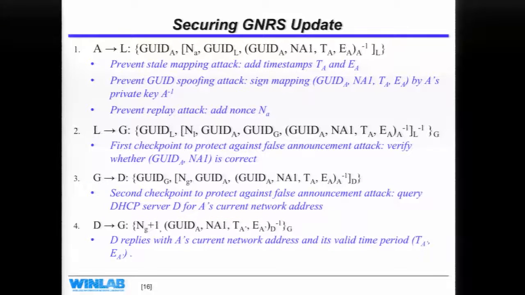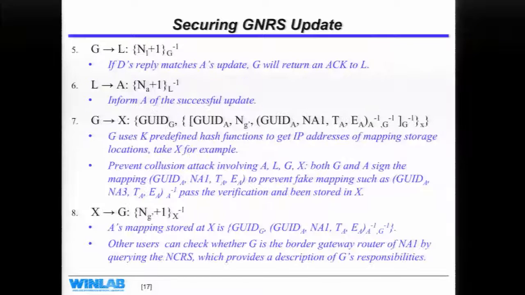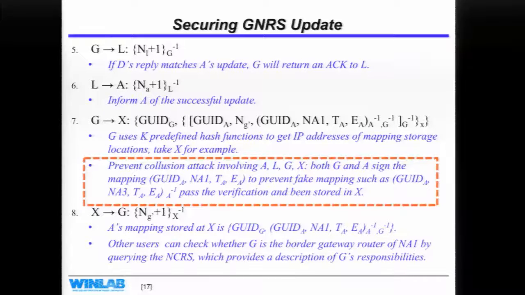It is less likely but possible. To prevent that, actually that is the collusion attack we discussed. So it involves mapping owner A, local router L, the border gateway router G, and the mapping storage location, often colluding with each other and allowing the fake mapping past the two checkpoints we just set up.